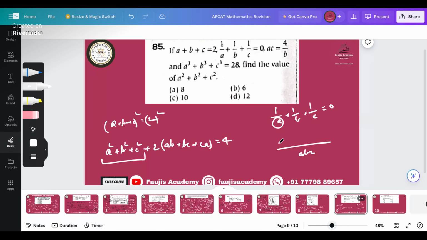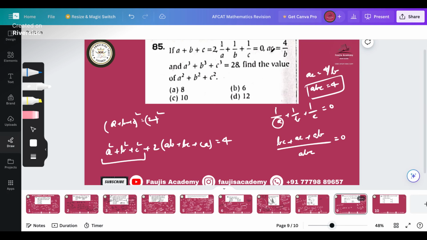A is there, A is there. That means BC remaining. B is there, B is there. AC remaining. C is there, C is there. AB remaining is equal to 0. Okay. From here, ABC is equal to 4 by B. That means ABC is equal to 4.